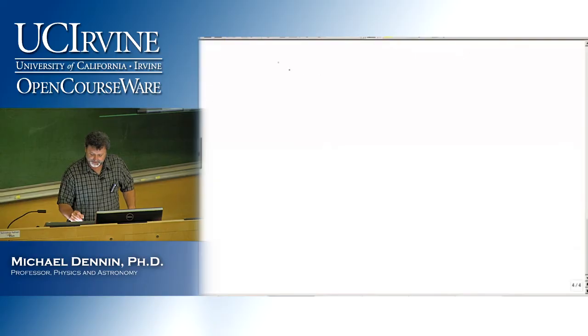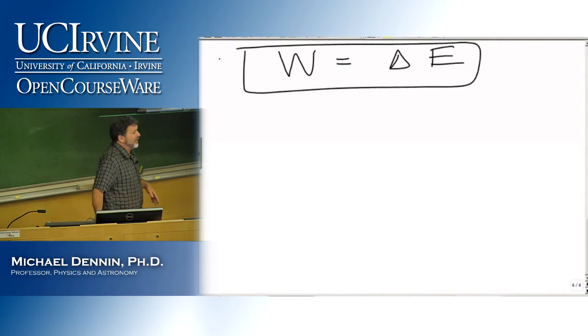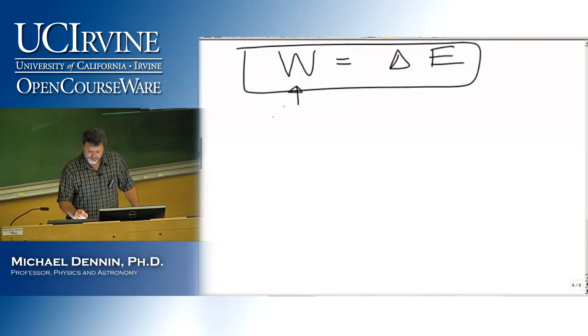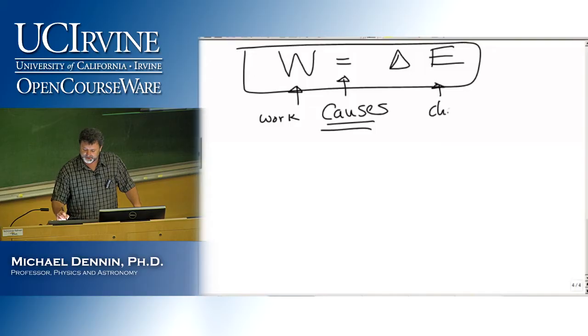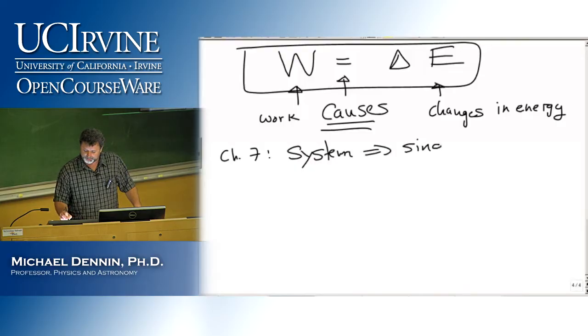All of this is leading to our next really big equation. This is as big as F equals ma, but not quite as famous. And this is work. And as with F equals ma, this equal means cause. Work causes. And our delta means change. Changes in energy. Now, for chapter 7, our system will always be a single particle.